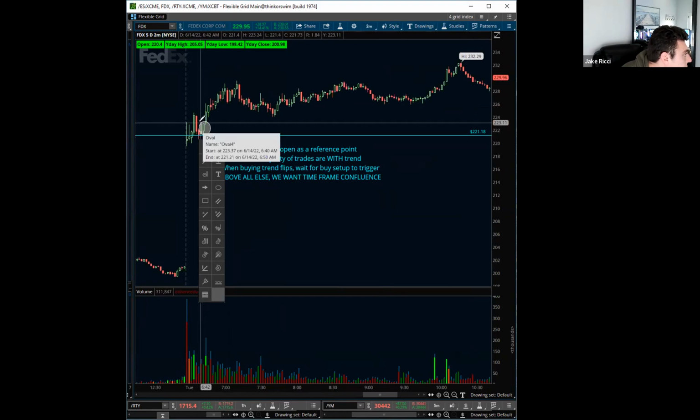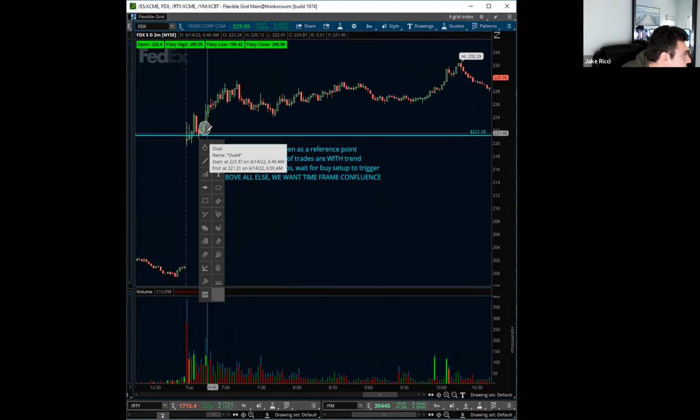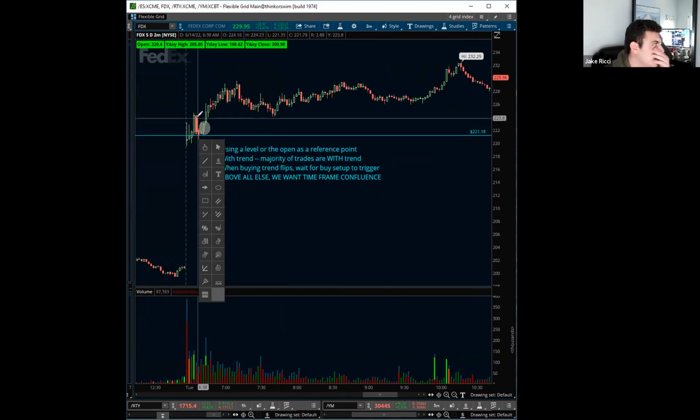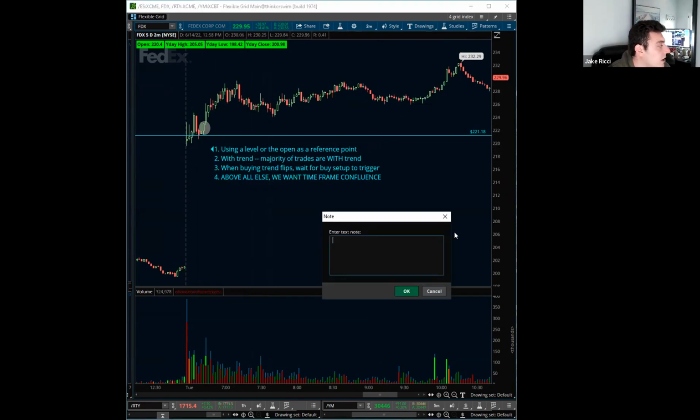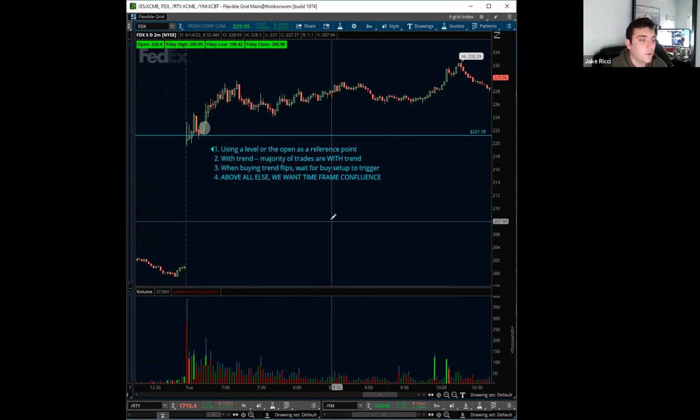Even if you take it over 223.11 and stop under 220.50, you're risking about $1.50 on this with 230s as upside targets. I forget what the actual levels were, but the risk reward was clear and good. And above all else, we want time frame confluence. This one checks all 4 boxes, except the only thing it didn't check is I wish it had opened over 220.4. The other reason I didn't take this one is the options chain was very funky at the open and the spreads were very wide.